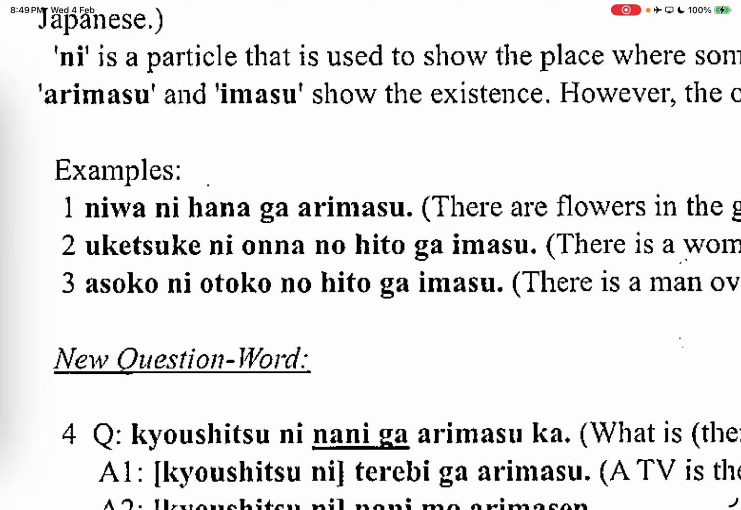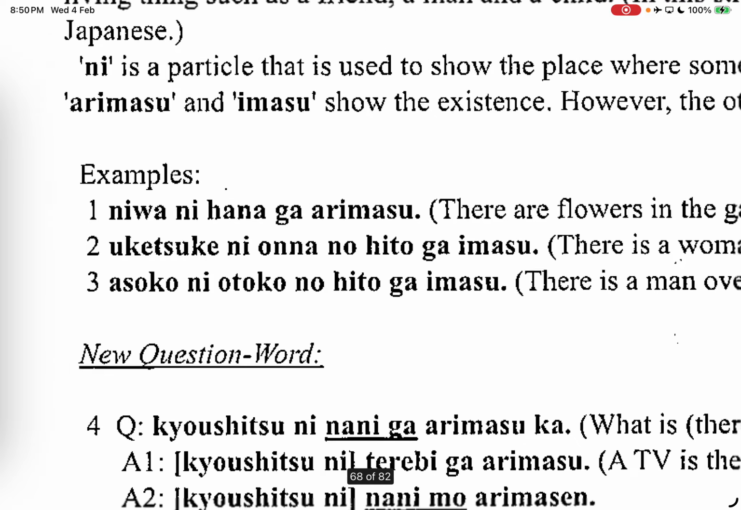Number 3, asoko ni. This is the soko that you want to ask. Like there, what? So we use soko. But we don't use soko, right? Because we already specified the location. For example, number 1 is niwa. Number 2 is uketsuke. So we already specified the location. Why do we still need to use soko and koko? You get it? Unless we don't have the location, then we need to use asoko ni or soko ni or koko ni. Okay, so number 3, asoko ni otoko no hito ga imasu.